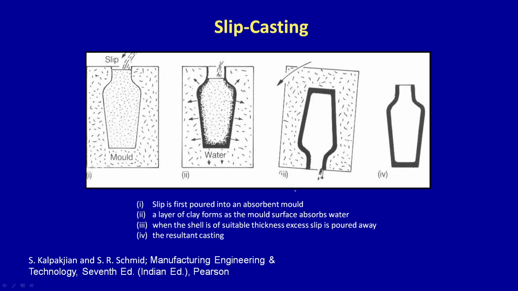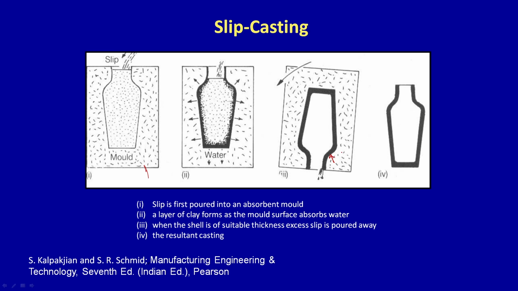I will talk about another important aspect which is used for ceramics, which is called slip casting. What is slip casting? First you have to produce a slip. Slip is nothing but a slurry. The slip is first poured into an absorbent mold. You can see this is an absorbent mold, and the slip is poured inside this. This looks like a water container, right? And then once it is poured and soaked, a layer of clay forms as the mold surface absorbs water. This is what you see, the layer of clay has formed here.